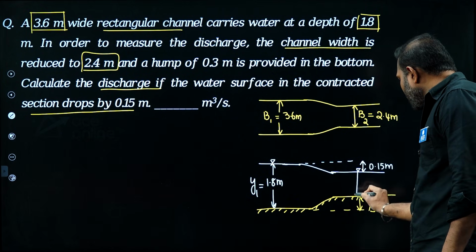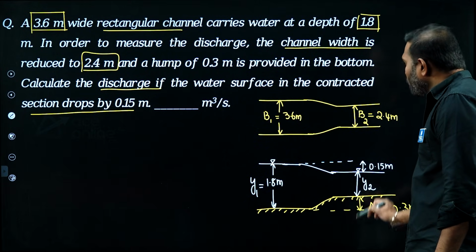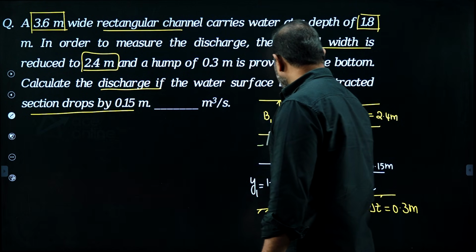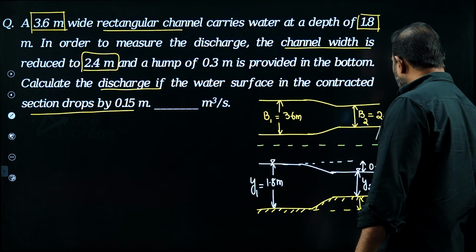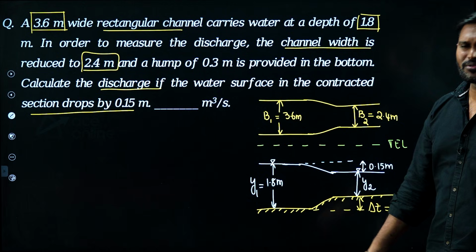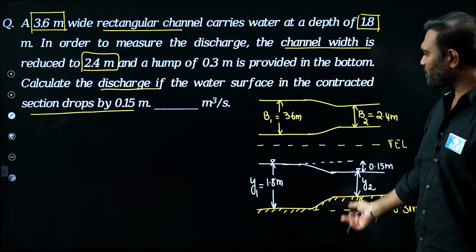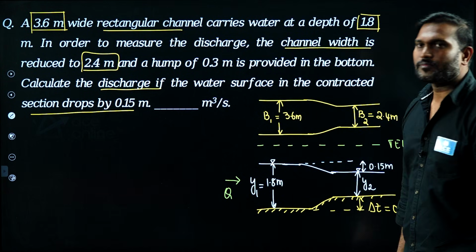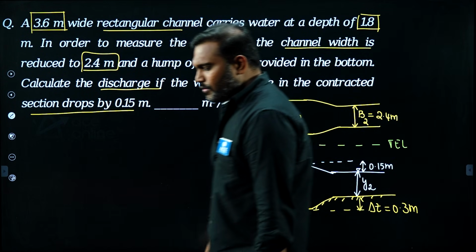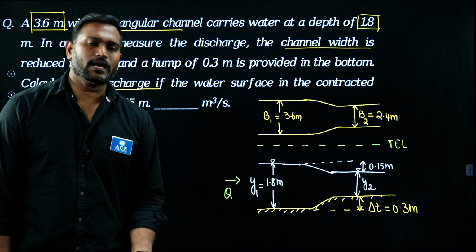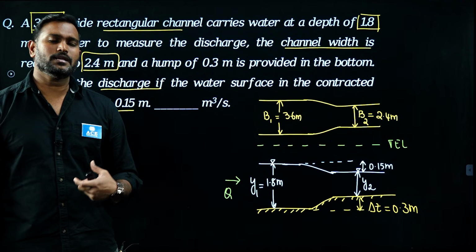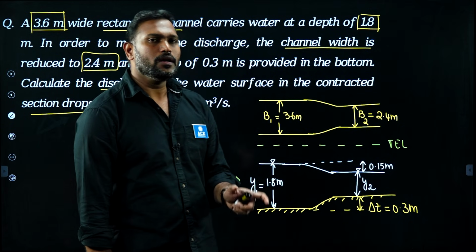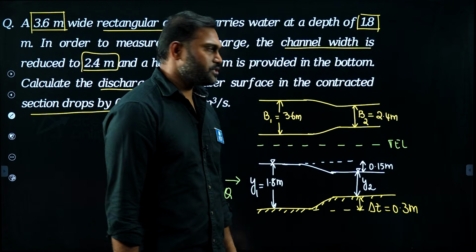Now whatever the remaining depth, this is y2. And as there are not many losses, this line is known as the total energy line. What's the question they are giving? They gave width, they gave depth and all. The question they are asking is about the discharge. So whenever we see a question regarding a transition, whether it is a single transition or double transition, first try to write down the relation between the specific energies.